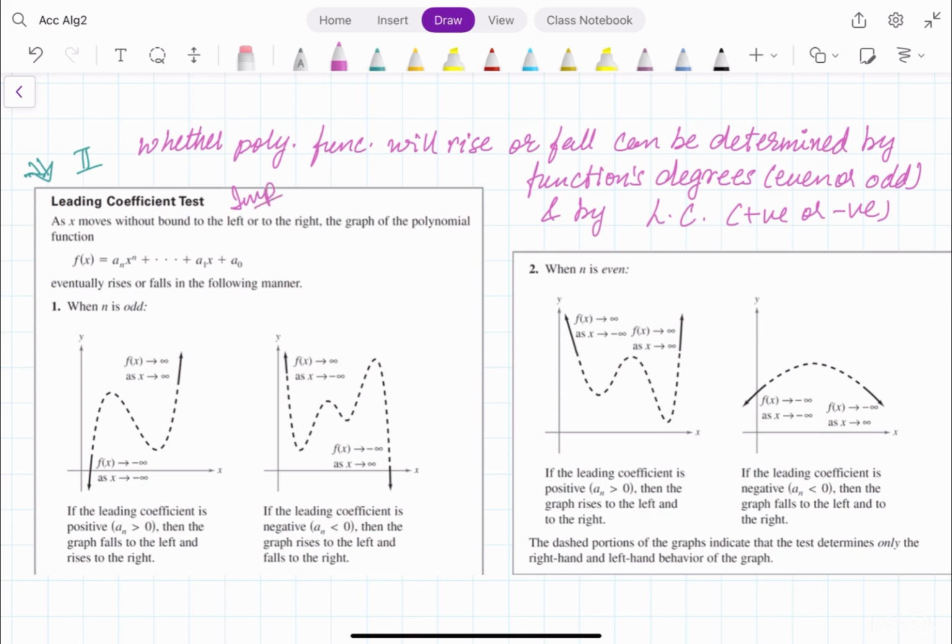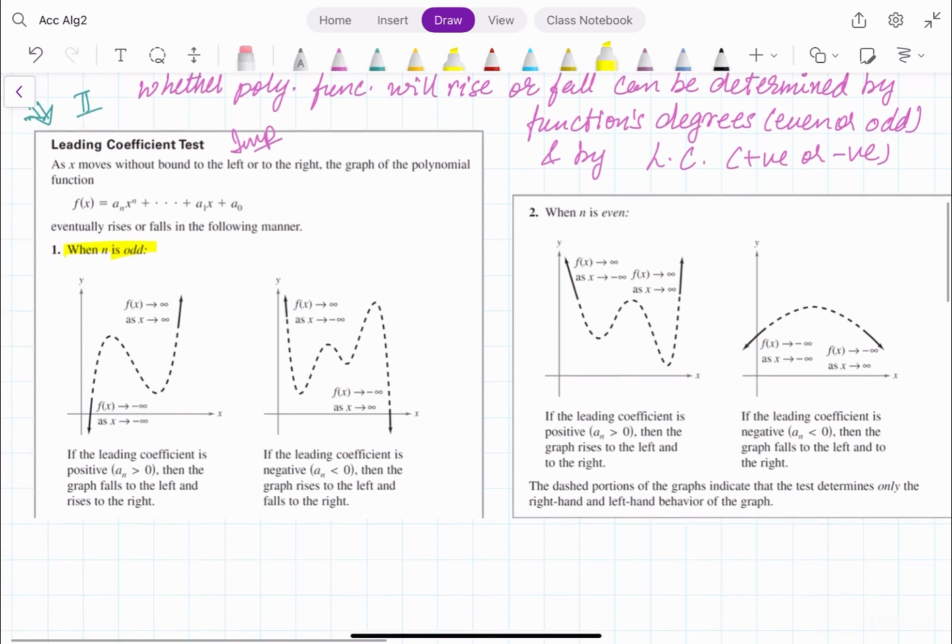So let's understand this. In the first case, n is odd. That means the power is 3, 5, 7, whatever it is. When n is odd, the graph will cross the x-axis. And the leading coefficient, in the first graph, we are taking as positive, and in the second graph, we are taking the leading coefficient as negative.